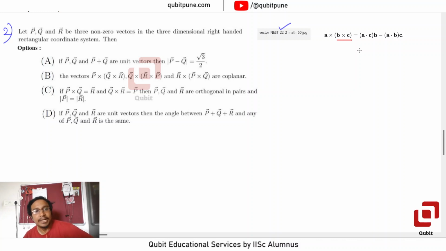Let p bar, q bar and r bar be three non-zero vectors in three-dimensional right-handed rectangular coordinate system. That means i, j, k. Then option A: if p bar, q bar and p bar plus q bar are unit vectors, then magnitude of p bar minus q bar is root 3 by 2. So what can we say about them? Well, we can prove this in multiple ways. One way is to actually solve it. So let's go for it now.